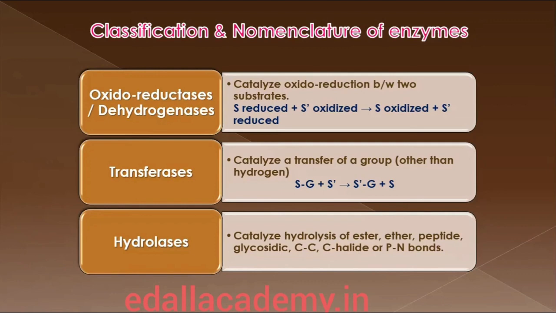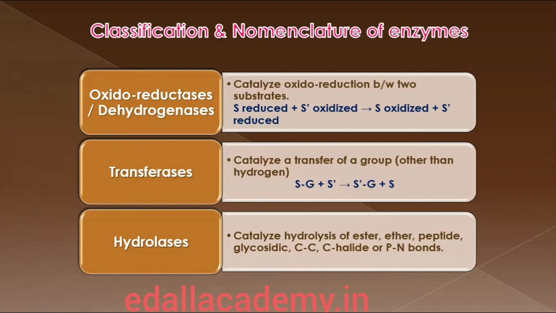First one is oxidoreductases. It is also called dehydrogenases. These enzymes catalyze oxidoreduction between two substrates, that is S and S', or transfer of electrons. Example, substrate reduced and substrate' oxidized gives substrate oxidized and substrate' reduced.